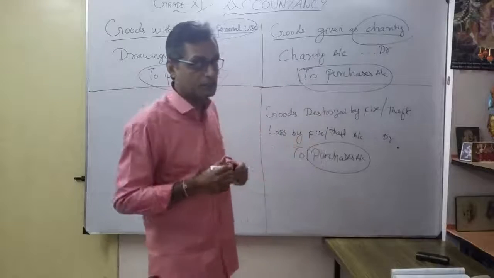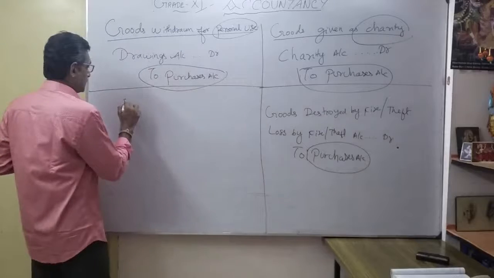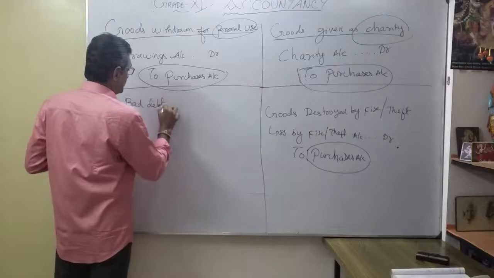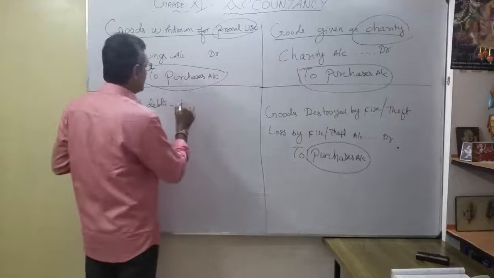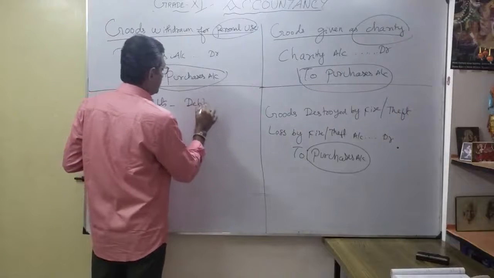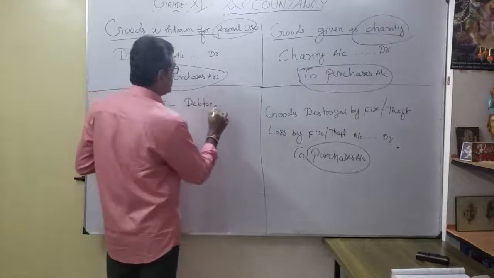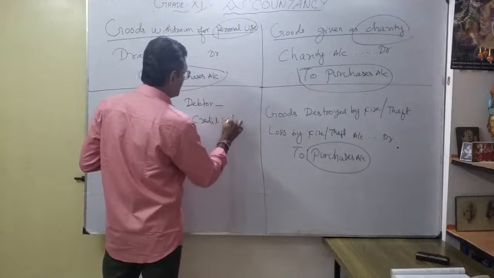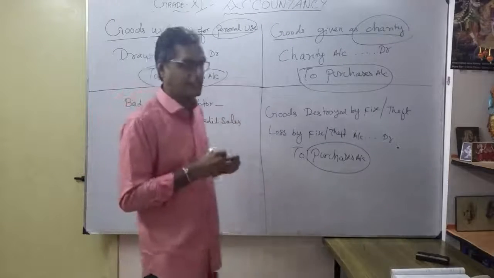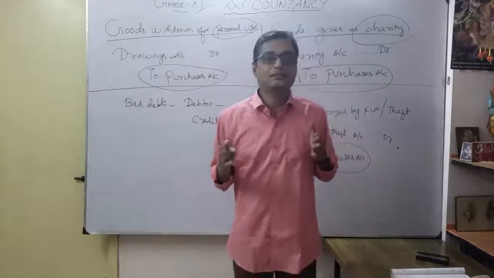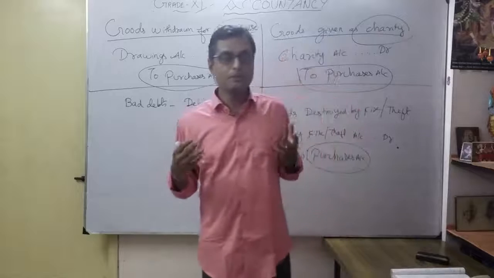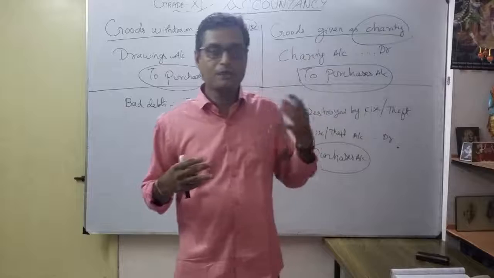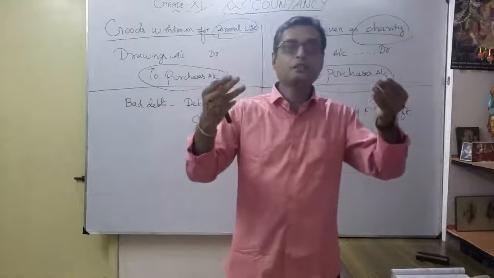Now the next one, bad debts. What is bad debts, and when will it come? It comes with a debtor. When does a person become a debtor? Whenever there are credit sales. When you are dealing in goods on credit, a person becomes a debtor. One fine morning, the debtor should repay us.